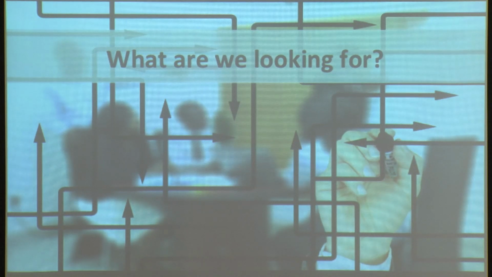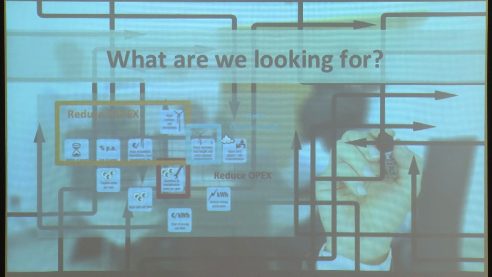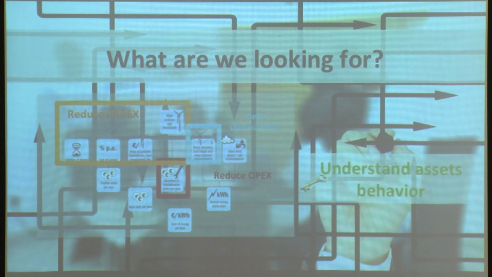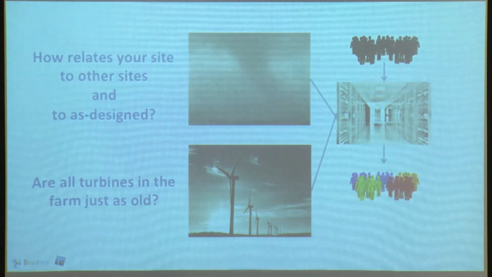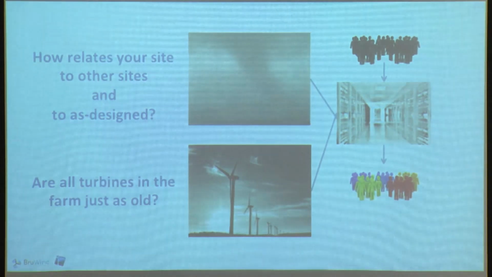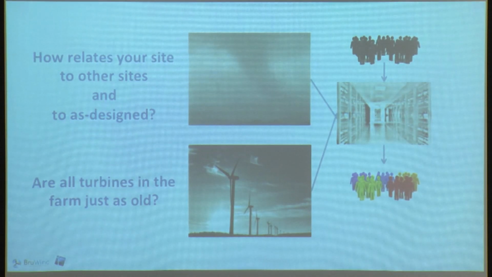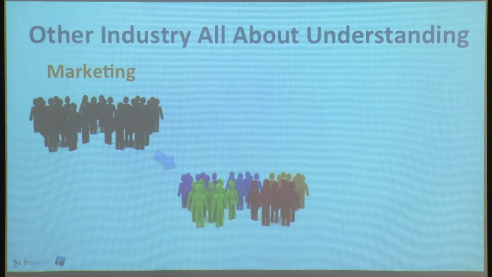So what are we actually looking for? I want to minimize risk. I want to optimize design. So I want to have cost control. Actually, I'm looking for understanding. I want to learn about what is happening to this asset in the field. And I want to know, is it the same at each site, or are there differences between the sites? And is every turbine in a farm just as old? Or are there turbulent effects or other things happening that make some of them older than other ones? Because I need to know it in my strategy how to use it. Actually, this is all about understanding.